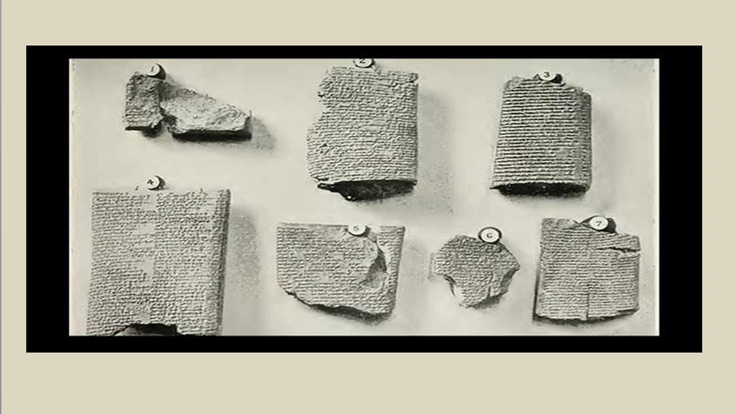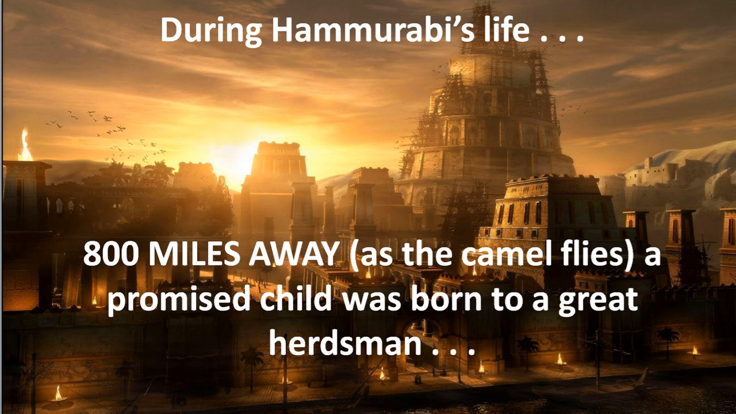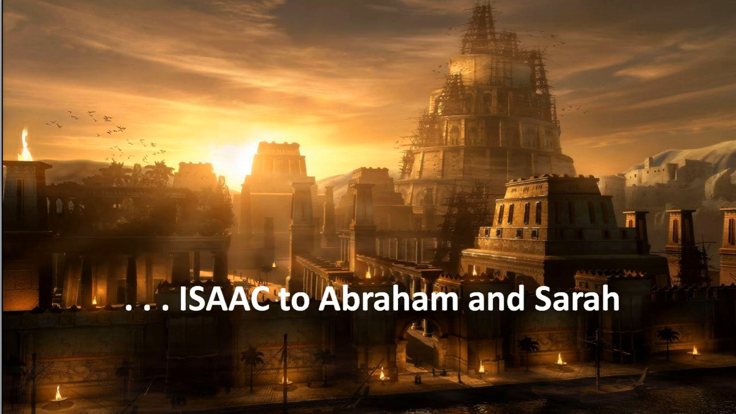Some of his writings that they have dug up. During Hammurabi's life, the first thing I would mention, 800 miles away, as the camel flies, and my class laughed at that, a promised child was born to a great herdsman. That child was named Isaac, and he was born to Abraham and Sarah in the promised land. So Hammurabi lived at the same time as Abraham, and Sarah, and Isaac. He also lived, another contemporary was Job, that we know about in the Bible.